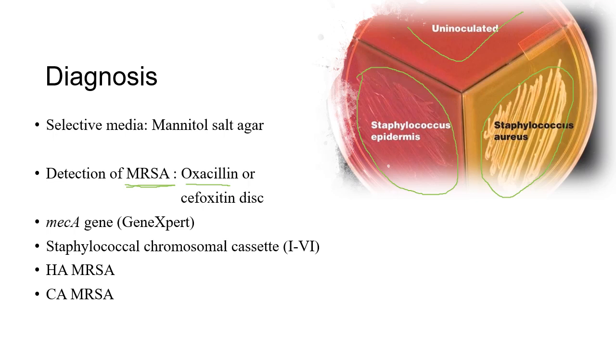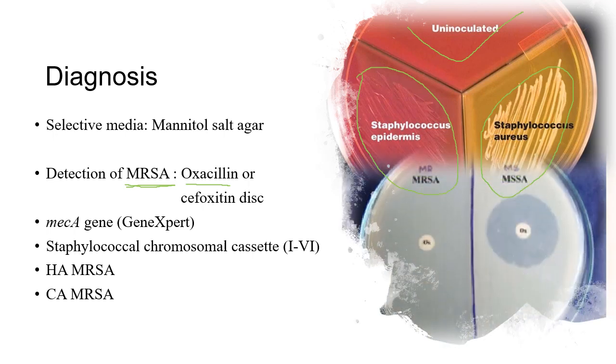staphylococcal chromosomal cassette, and there are 6 different variations, and these cassettes distinguish between hospital-acquired MRSA. The first four are hospital-acquired, and the last one, the community-acquired MRSA, has the sixth staphylococcal chromosomal cassette.